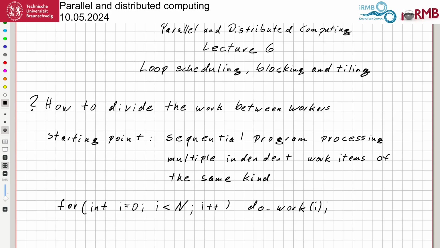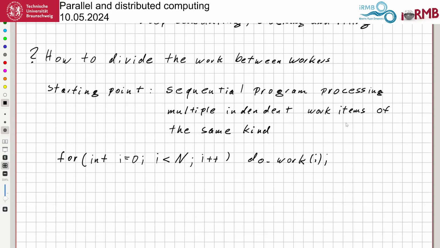If we have a problem of this kind, how would we distribute it? The way we could distribute it is cutting this list of work items into different parts. And the question now, of course, is how to do this. The most basic idea is just to cut it in parts, and this is what we call static loop scheduling.